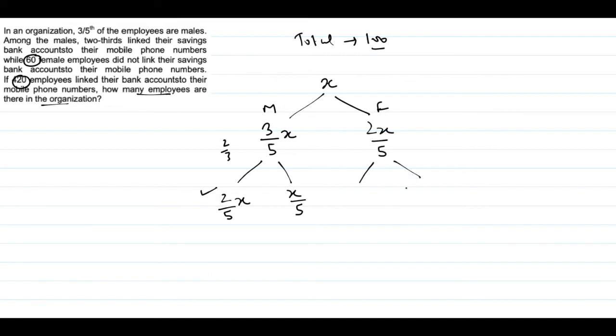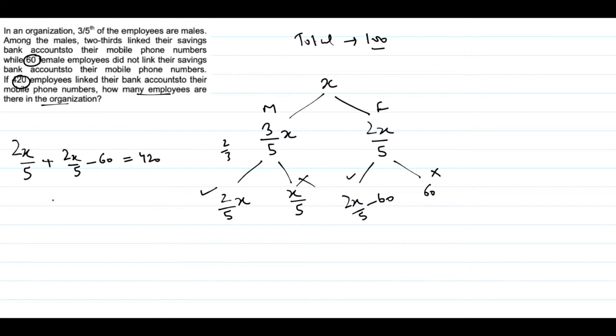And for females, we are told that 60 female employees did not link their number. So how many linked? 2X by 5 minus 60. And what's the final condition? We are told that 420 employees link their bank accounts to their mobile numbers. So how many link their mobile number? It is 2X by 5 plus 2X by 5 minus 60, which is 420.